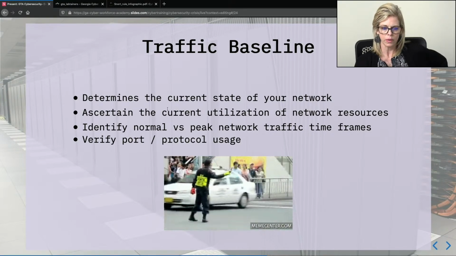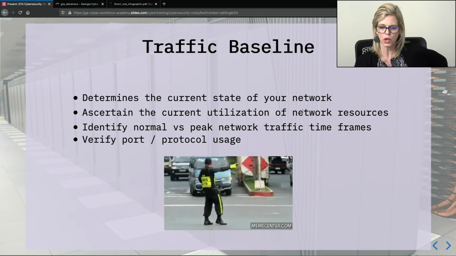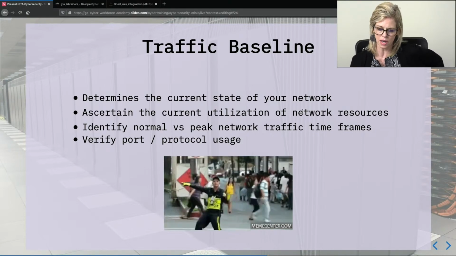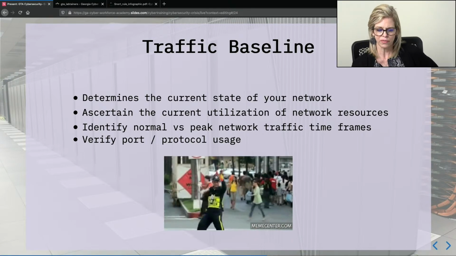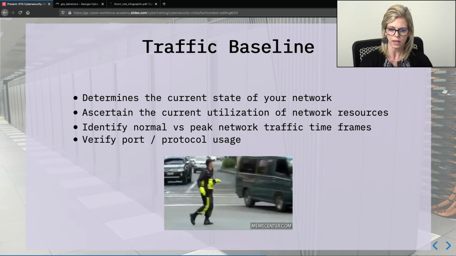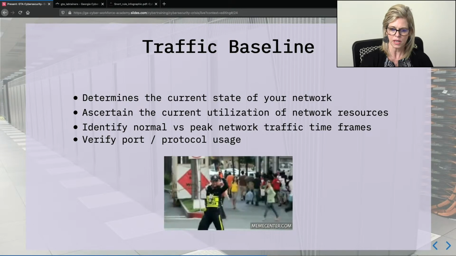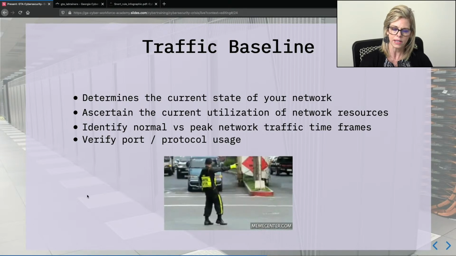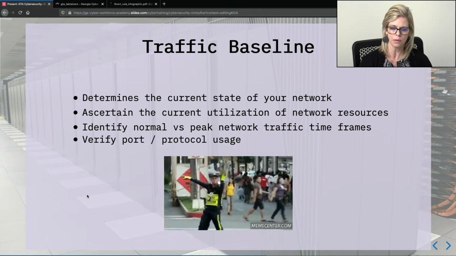So we reiterate with this slide again, what is the current state of your network? You ascertain the current utilization of network resources. Now, I didn't hit on utilization too much. So different traffic patterns during different times of the day. So you want to know what is the utilization pattern. It should be very defined, and if it isn't, you want to have some picture to be able to compare that to.